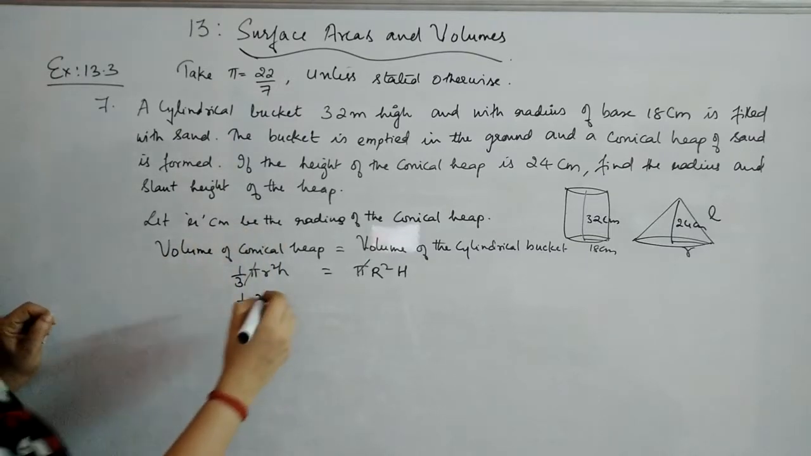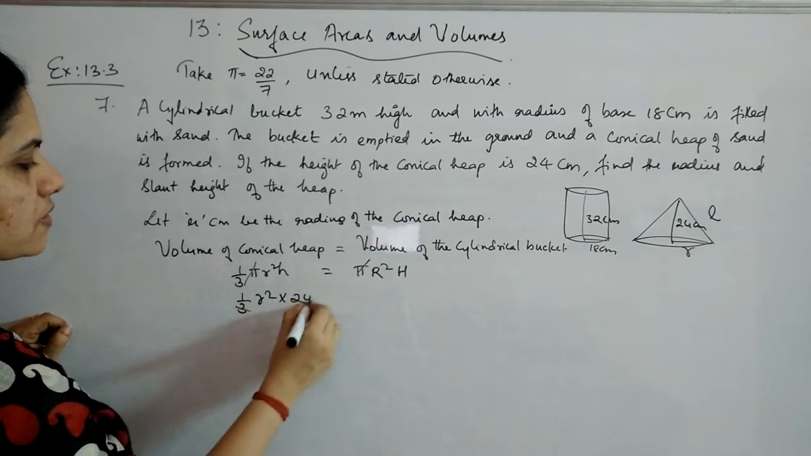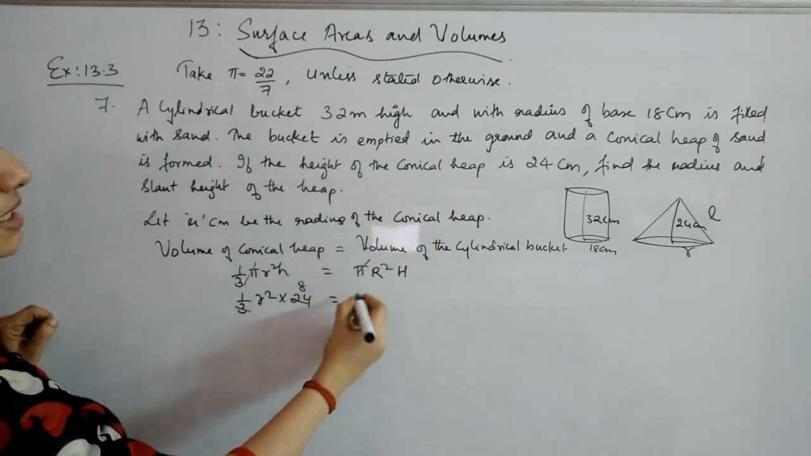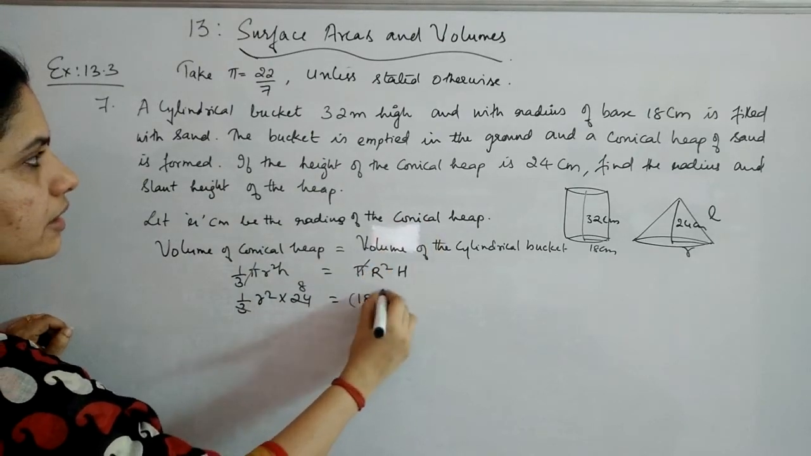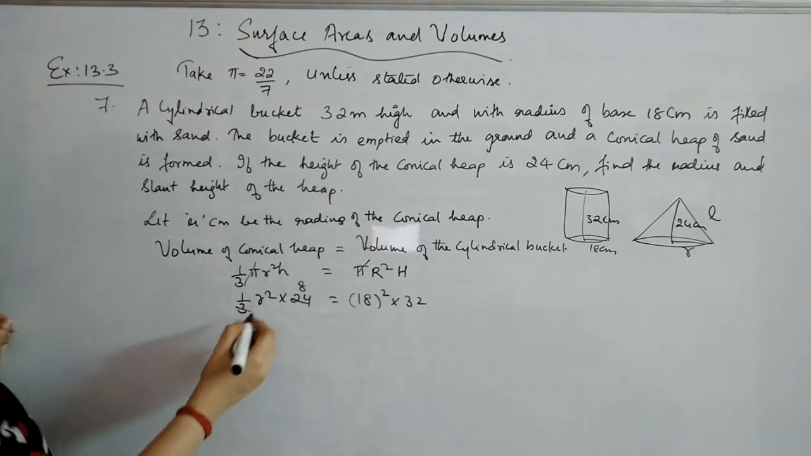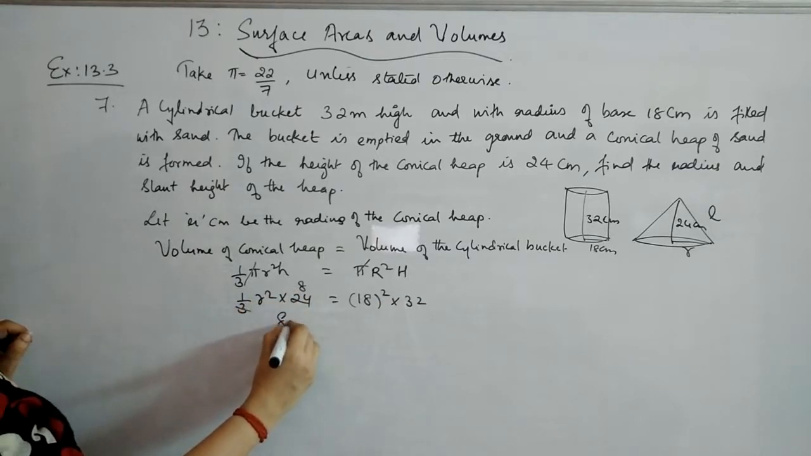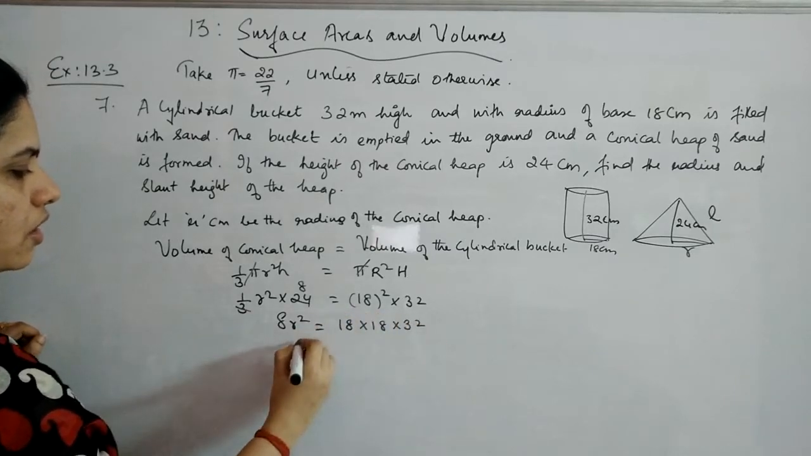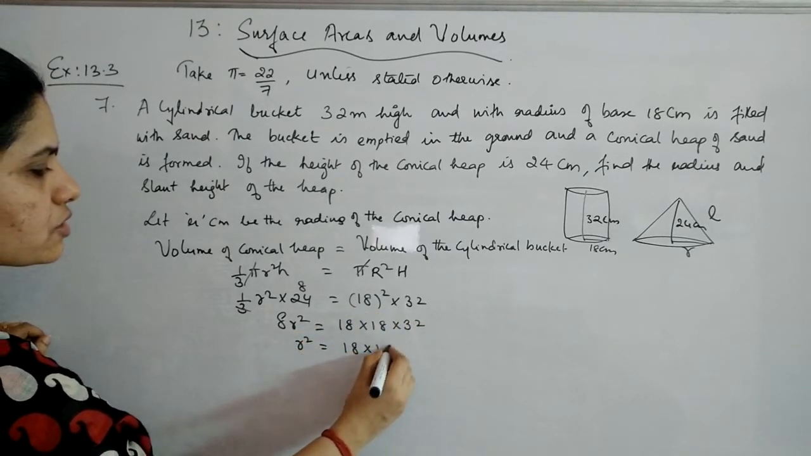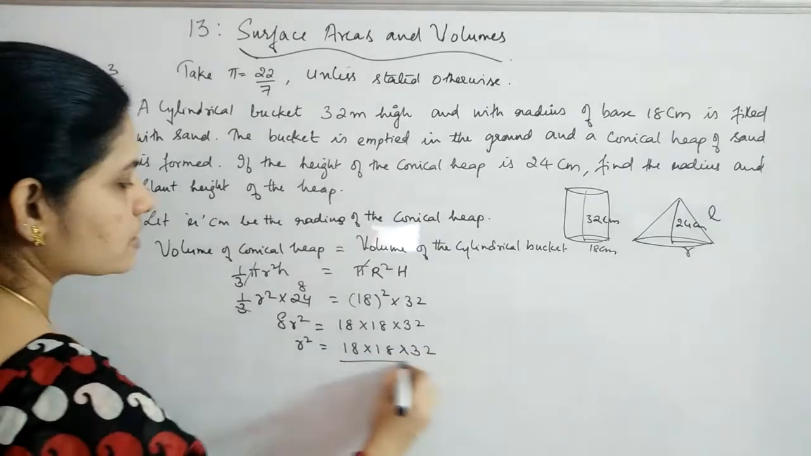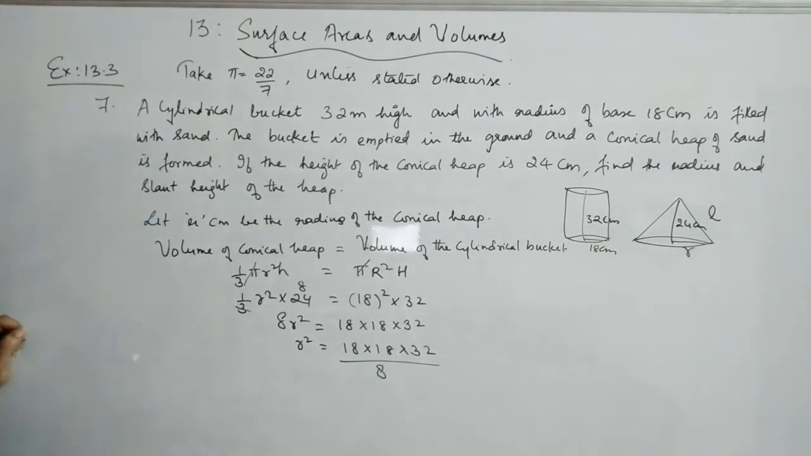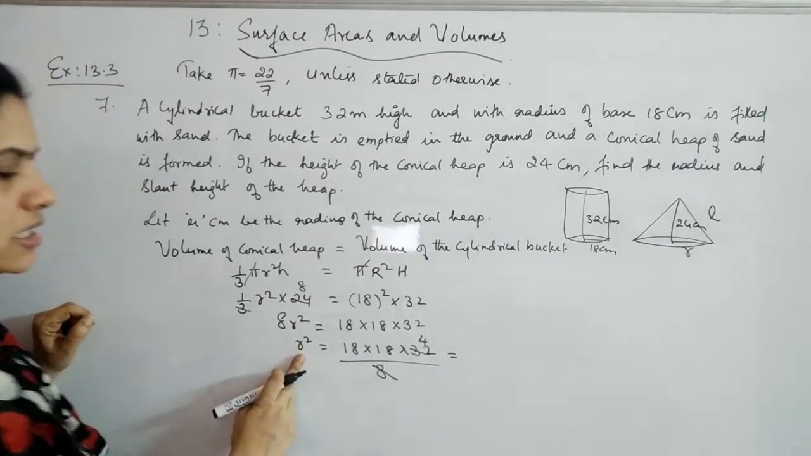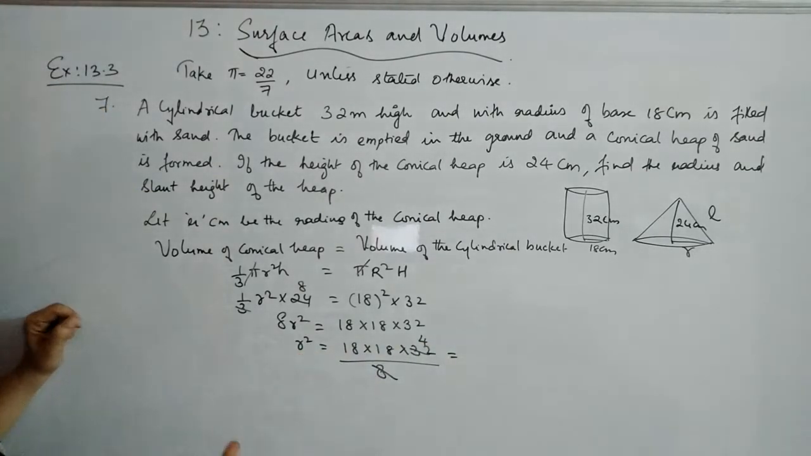What is h? It is given as 24, so this will give you 8 here, and here you have capital R square, whose base is given to be 18, so 18 square into 32. Now again, this is h R square is equal to 18 into 18 into 32, or R square equals 18 into 18 into 32 divided by 8. Now we can just cancel like this. This is 4.